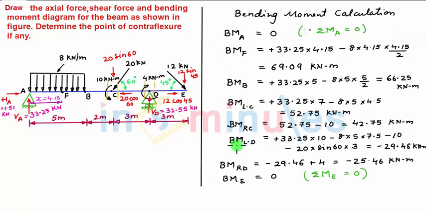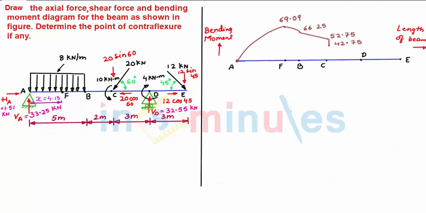The bending moment towards left of D is minus 29.46 kilonewton meter. So let me plot bending moment of minus 29.46 kilonewton meter. Now between point C and D, there is no load acting, so the variation of bending moment between point C and D will be linear. So let me connect it with an inclined straight line.